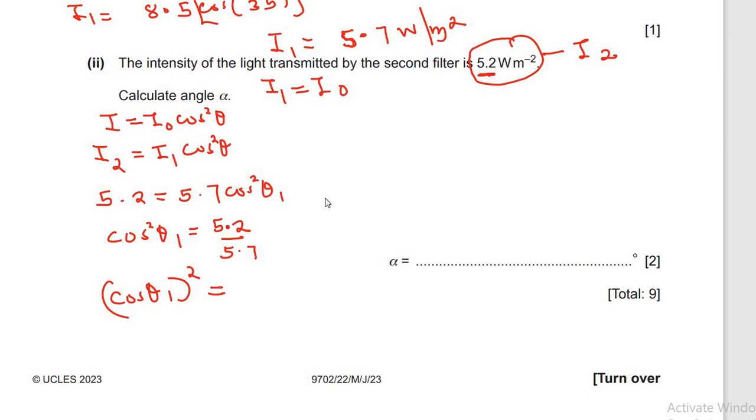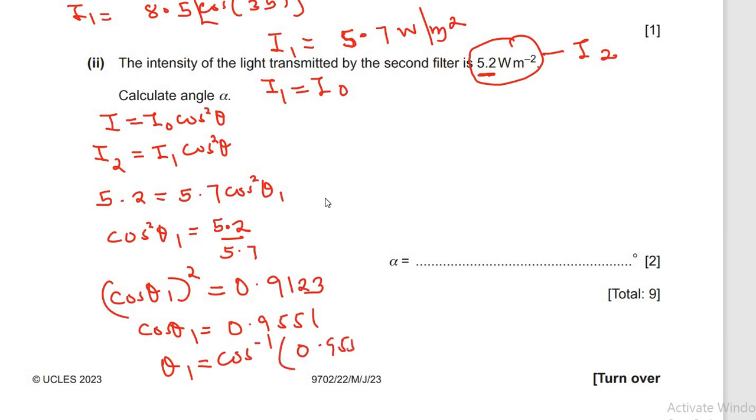I have 0.9123. So cos theta 1 is the square root of 0.9123. The square root of 0.9123 gives me 0.9551. Theta 1 will be arc cos of 0.9551.